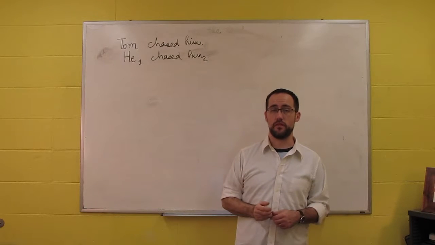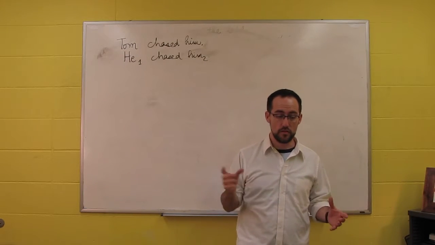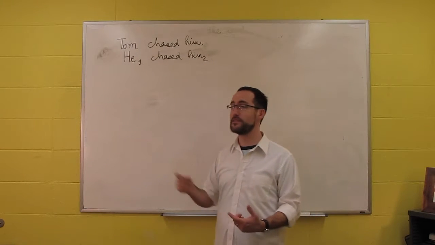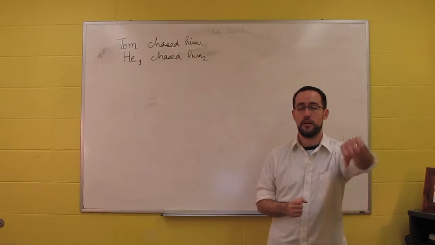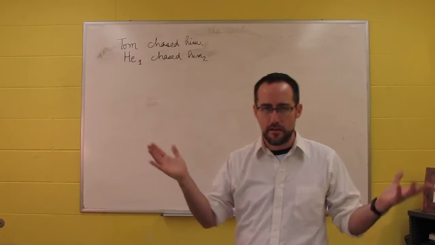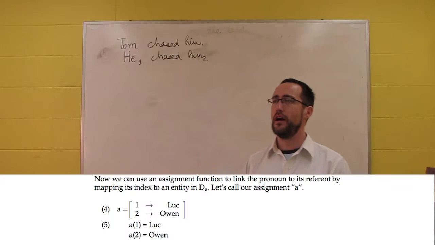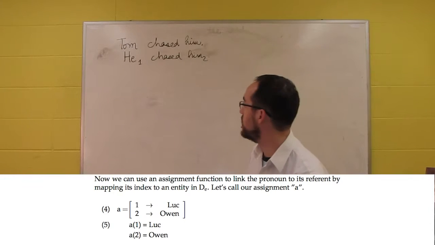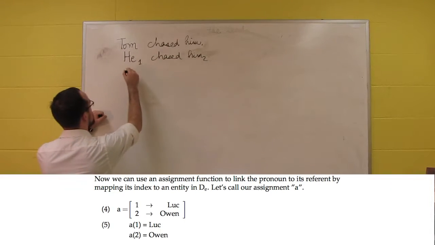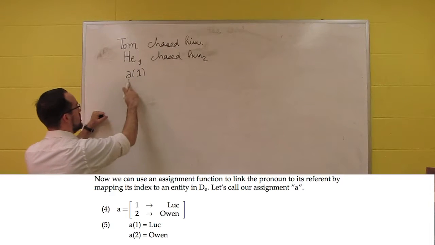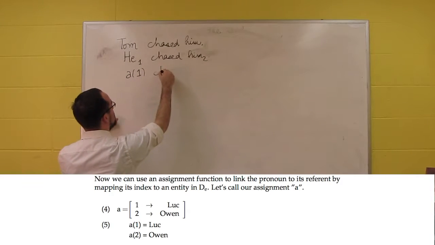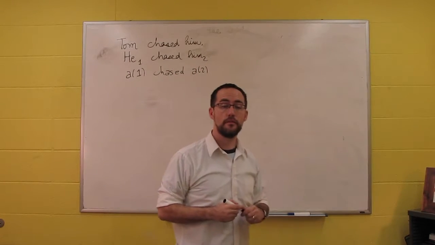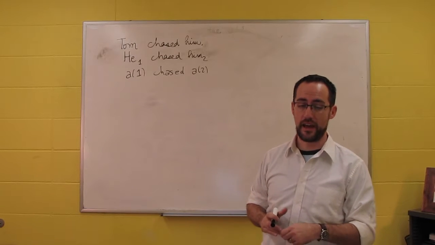And that's where the assignment function will come in handy, because now we can use the assignment function to link the pronoun to its referent by mapping the index to an entity. So let's call our assignment A for these purposes, and you can see it in 4. A maps 1 to Luke and 2 to Owen. And so we can replace the sentence, using assignment A, as A of 1, so Luke, chased A of 2, in this case Owen. And that's what we get under assignment A.